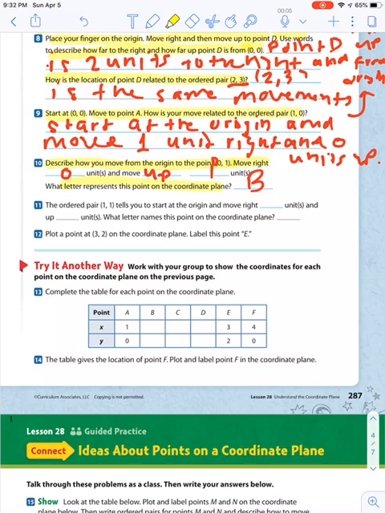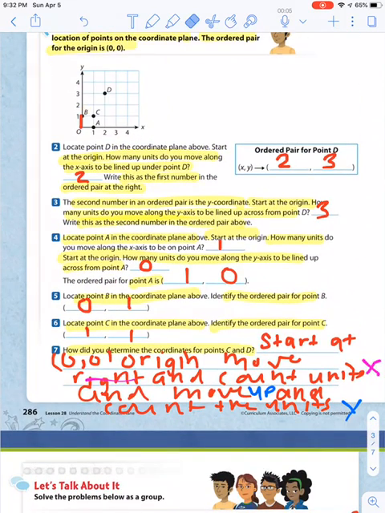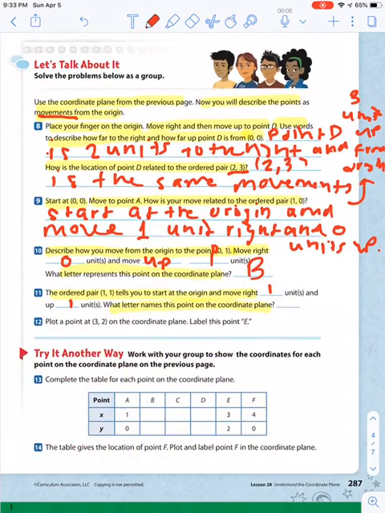Okay. Next one says the ordered pair 1, 1 tells you to start at the origin and then move to the right 1 unit and then move up 1 unit. What letter names this point on the coordinate plane? All right, again, 1, 1. See what we're doing here. Starting at the OG, moving over 1, standing up 1. That gets us to coordinate point C, to letter C.